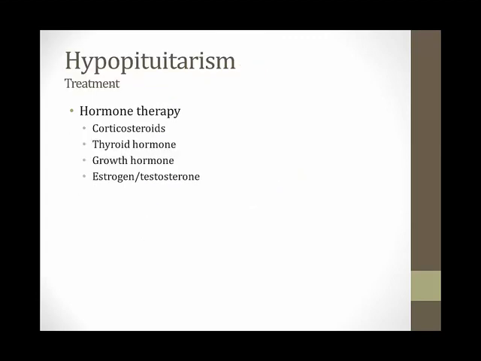Just a quick slide on the treatment of hypopituitarism. The treatment is to supplement the missing steroids. So you can give corticosteroids to people who have low cortisol levels, such as women who have shock from Sheehan syndrome. You can supplement thyroid hormone, growth hormone, and estrogen or testosterone, depending on which hormone level is deficient.